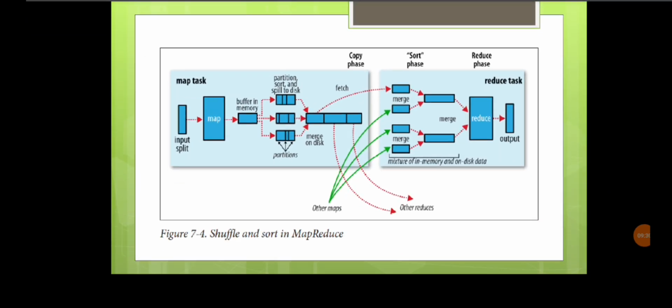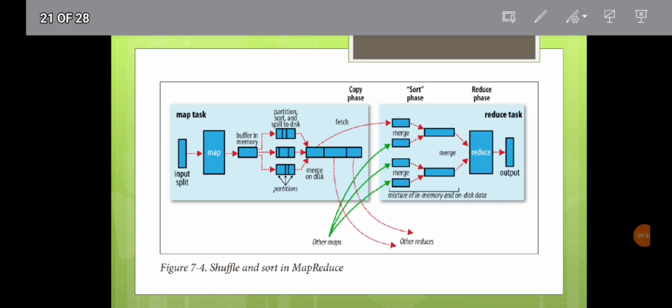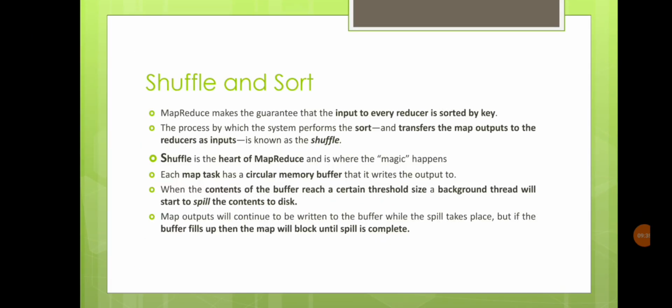Then, the shuffle and sorting algorithm. By using the shuffle and sorting algorithm, MapReduce makes a guarantee that the input to every reducer is sorted by key values. The process by which the system performs the sort, that is, transfers the map outputs to the reducers as input, is known as shuffle. Shuffle is the heart of MapReduce and is where the magic happens. Each map task has a circular memory buffer that it writes the output to.